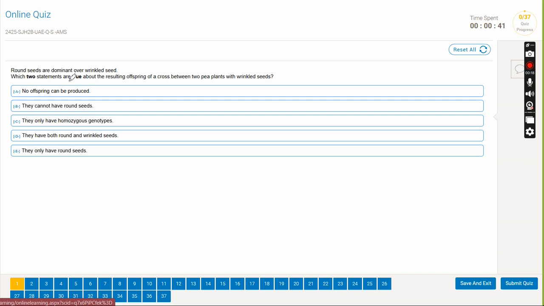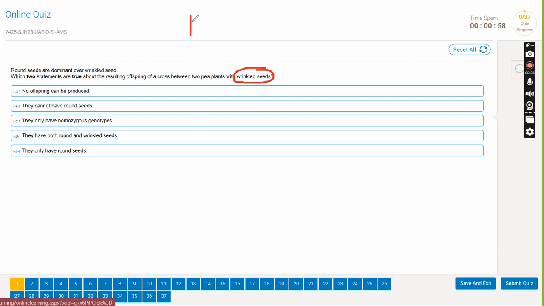Here they said, which two statements are true about the resulting offspring of a cross between two pea plants with wrinkled seeds? So what result do they want? Wrinkled seeds, right? The offspring are going to be wrinkled. So the two pea plants, they're telling us to describe them. What are the two statements about them?